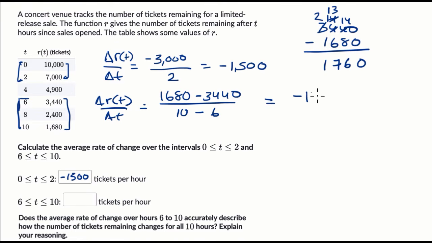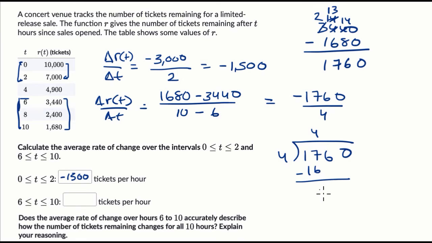So it's negative 1,760 over 10 minus 6, which is 4. So 4 goes into 1760. 4 goes into 17 4 times. 4 times 4 is 16. Subtract, I get a 1. Then 160, that's going to be 40 more times. And this is a negative, so negative 440 tickets per hour.